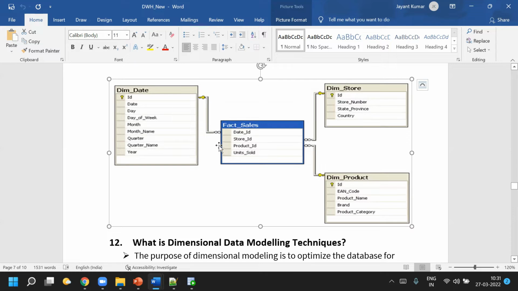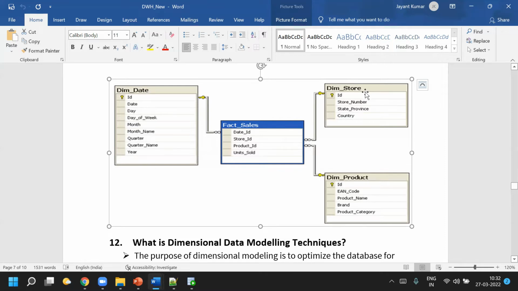Consider this an architecture designed by the designer for table organization, showing how the data will be stored. In the fact table, which is at the center, we will have a fact table surrounded by multiple dimension tables. This is dimension date, this is dimension store, this is dimension product. What will dimension date have? It will have all details of the date-related things.